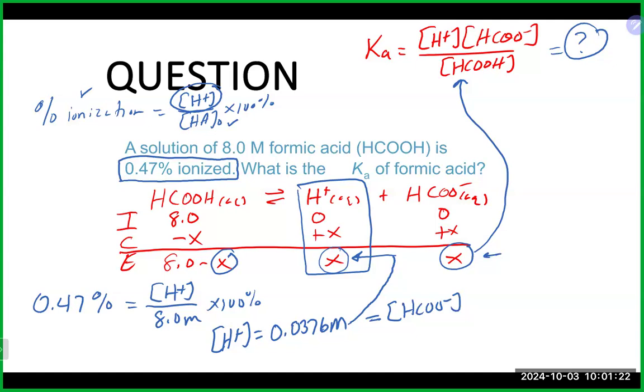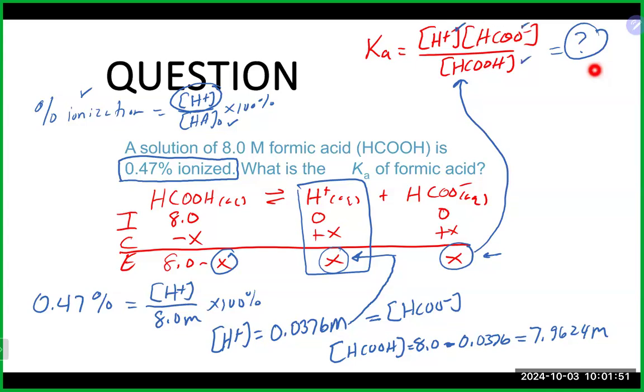We can find the concentration of our acid at equilibrium by taking our 8 minus our X value, which was 0.0376 minus. And that will get us here 7.9624. So now we do have at equilibrium the concentrations of everybody that we need.